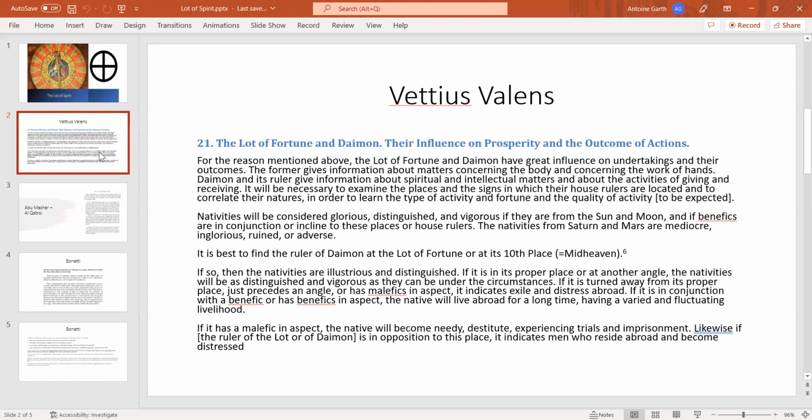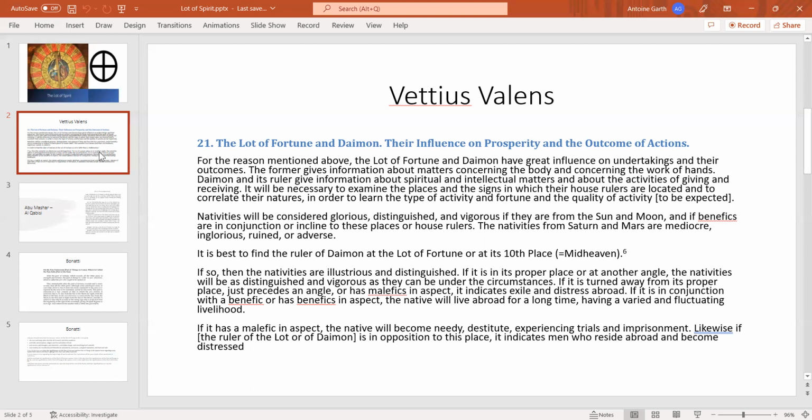If benefics are in conjunction or inclined to these places or house rulers, right, then that makes perfect sense. The nativities, please stop me if anything is not making sense. Of course, to Sapphira, none of this might be making any sense.